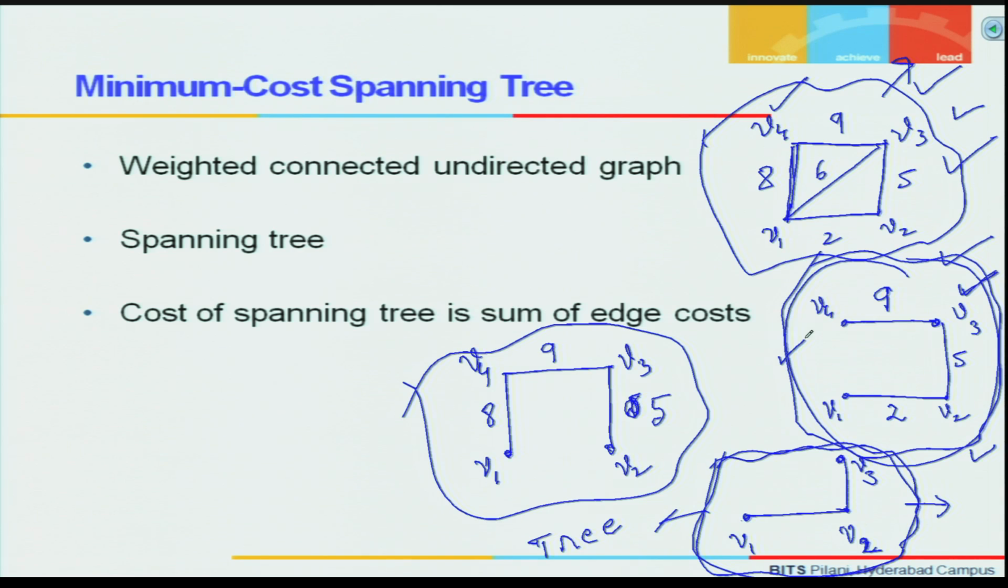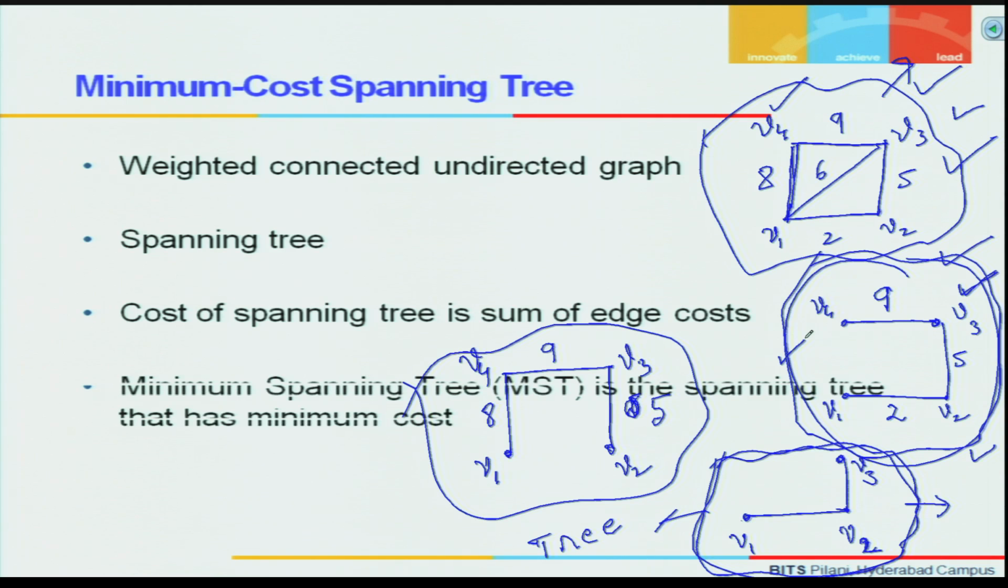So in this class, let us study how, given a graph, you can find a minimum spanning tree. That is the agenda of this particular class. We will see a couple of algorithms. First one is Kruskal's algorithm and another one is Prim's algorithm.